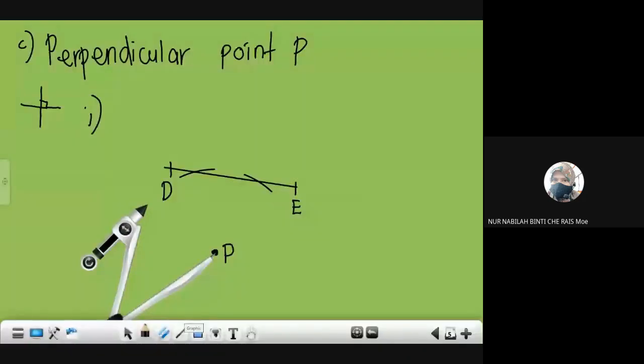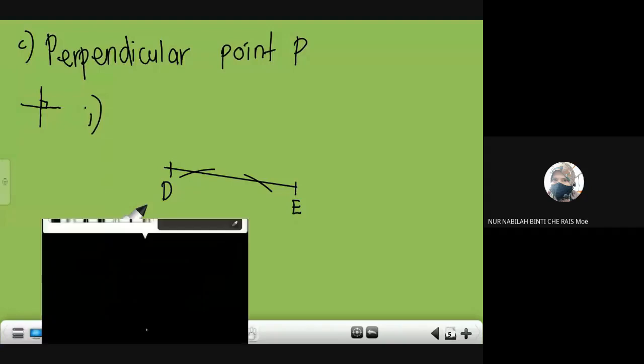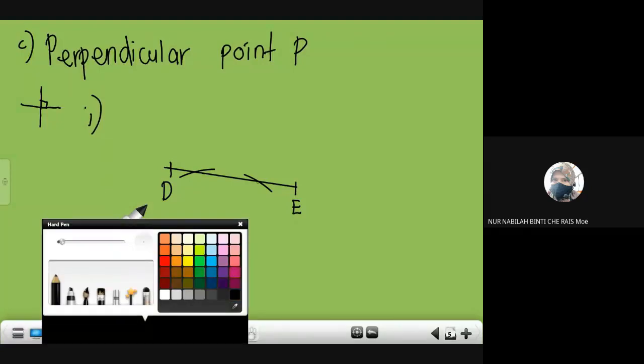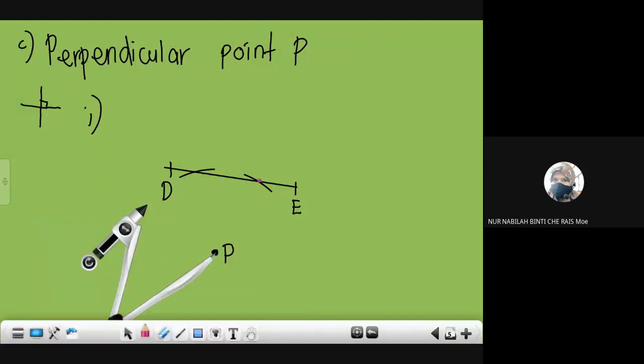No question. Okay, so we continue. After that, now you have two new points on your line, besides the original one, D and E. We have created a new point here using the same distance from P.